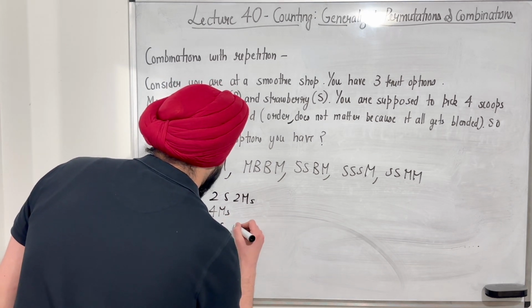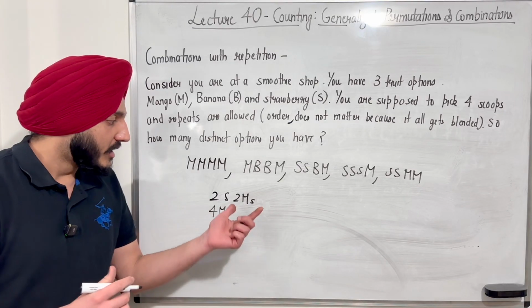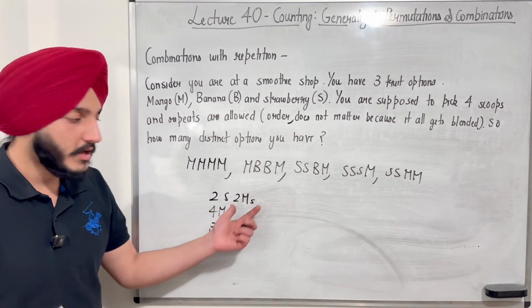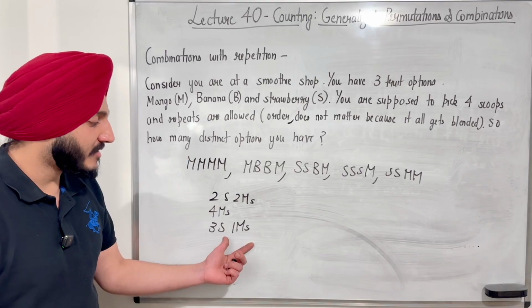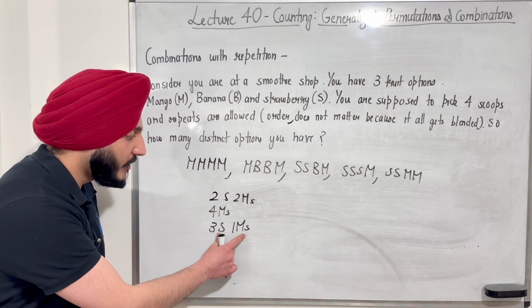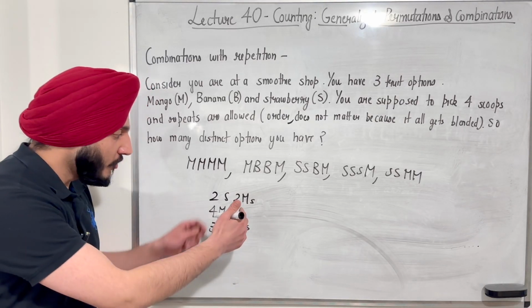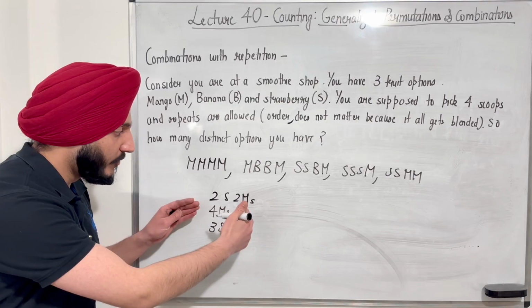3 strawberries, 1 mango is once again a distinct option. So this covers repetition, that's one. Second is that order doesn't matter. So we only care about how many of each flavor we are picking. So 3 strawberries and 1 mango. We need to figure out how many different combinations of ways we can pick.